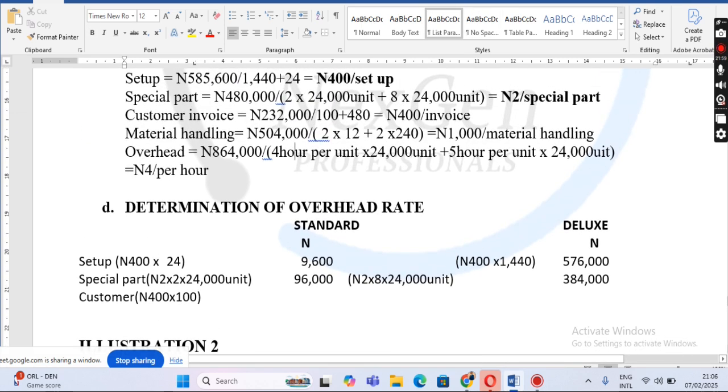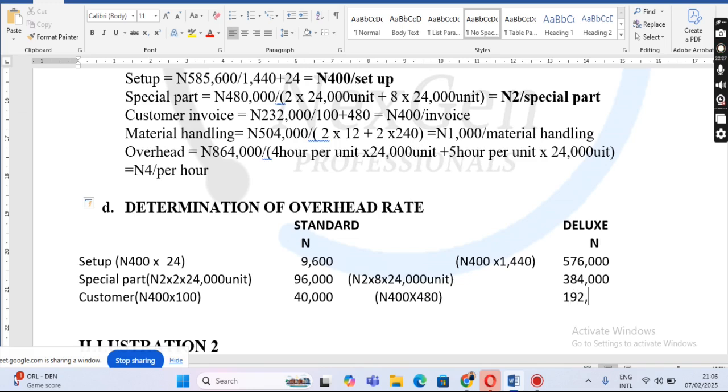Please multiply. What do you have? Quickly. So the next one is 400 times 480. What do you have, class? Standard is 40,000. Okay. Deluxe is then what? For deluxe it is 192,000. Okay, 192,000. So what next do we have?